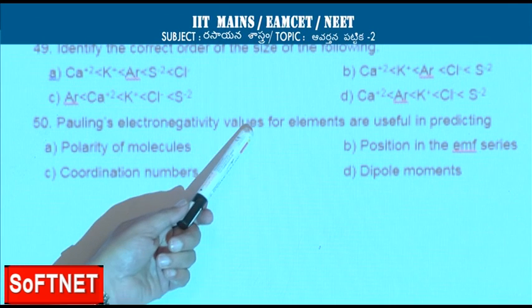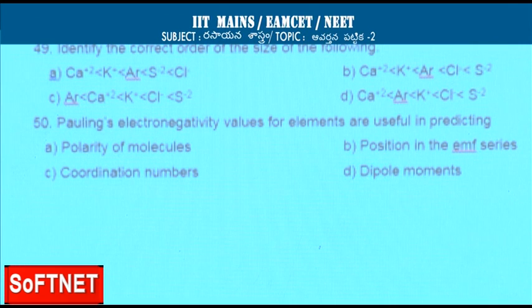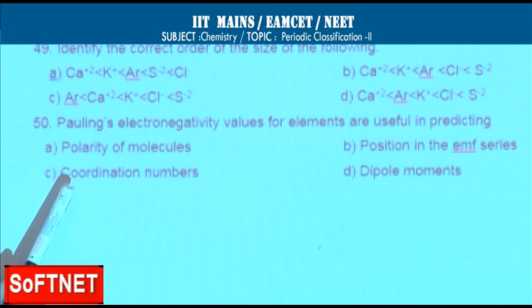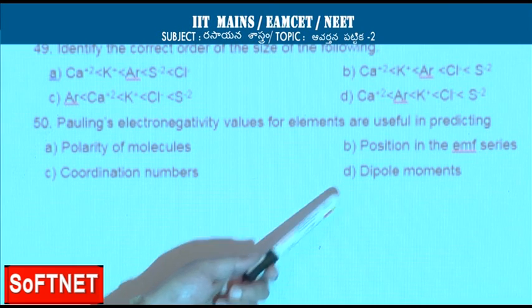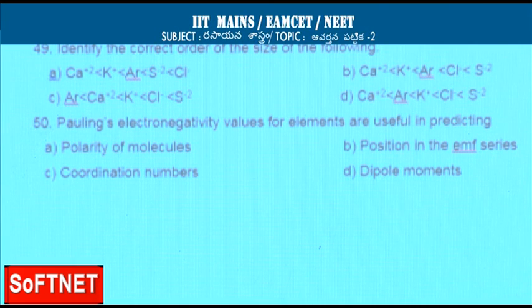Pauling's electronegativity values for elements are useful in predicting. Given options are A. polarity of molecules, B. position in the EMF series, electromotive force series, C. coordination numbers and D. dipole moments.